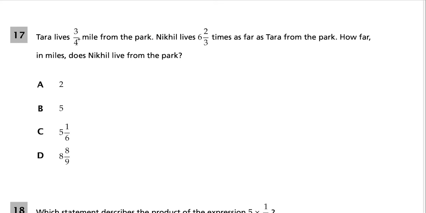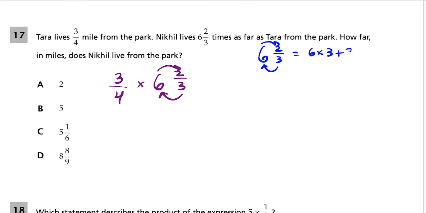So question 17, we have Tara lives 3/4 of a mile from the park, and Nick Hill lives 6 2/3 times as far as Tara from the park. And how far in miles does Nick Hill live from the park? Okay, so for this one, we have to multiply 3/4 times 6 2/3. But once again, we have to convert this mixed number into an improper fraction. So for this one, we'll just do that on the side. We have 6 2/3, so we're converting this, is equal to 6 times 3 plus 2 over 3. And this is going to give us 18 plus 2, which is 20/3.